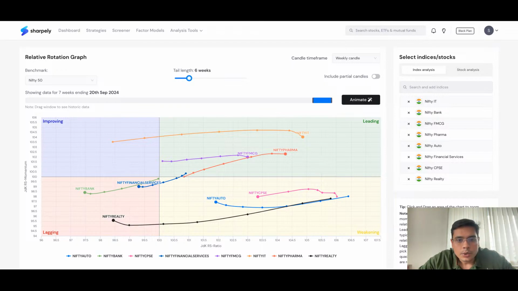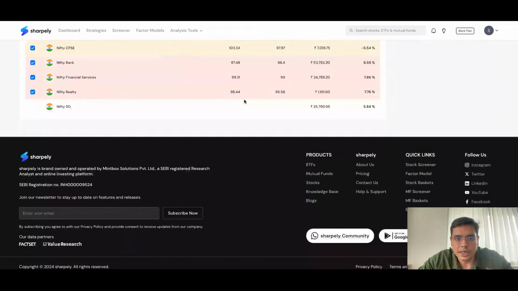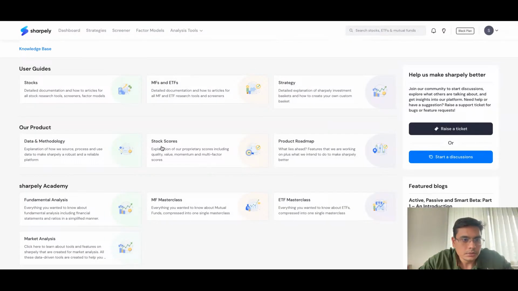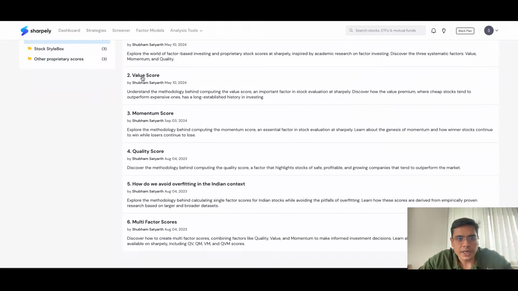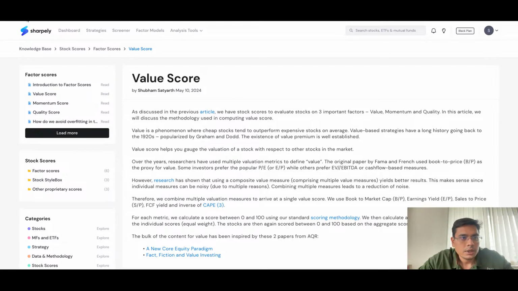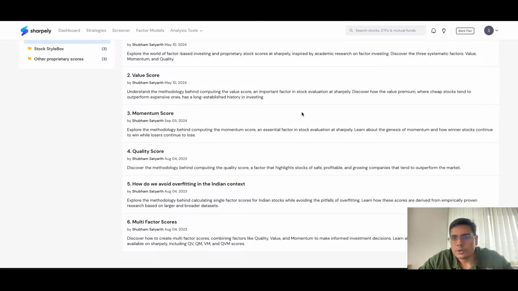The other question we had was around our scores, and we had a lot of controversy in recent days when we changed the methodology of our momentum score. So instead of giving you how we calculate scores, we have written it in detail in a knowledge base. I'll just show it to you. There's a section called stock scores, where we talk about how each of these scores is calculated: value score, momentum score, and quality score.